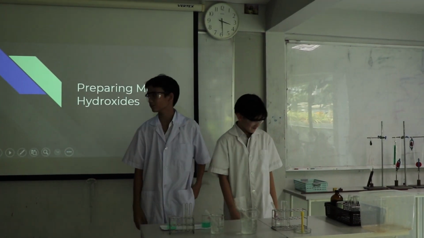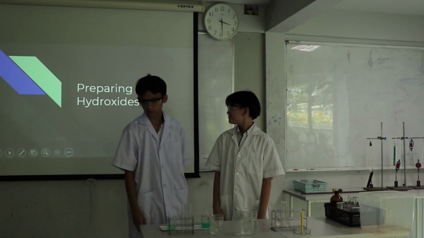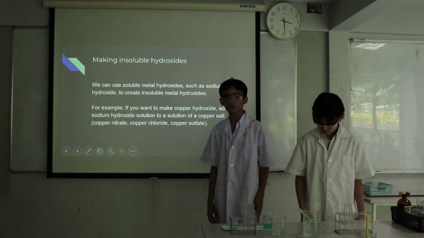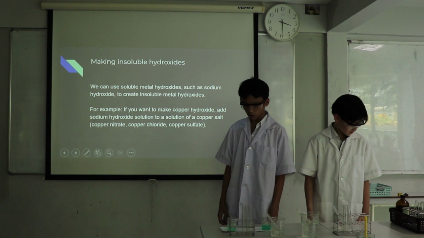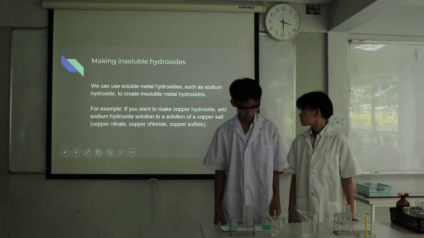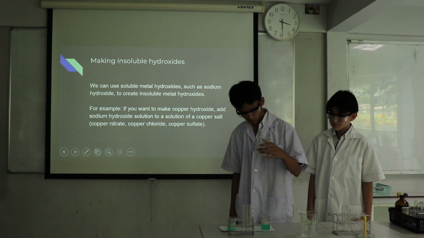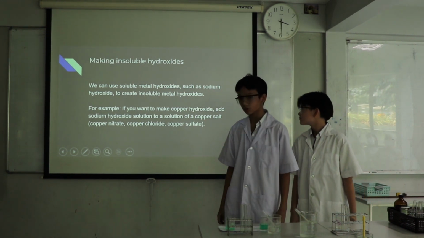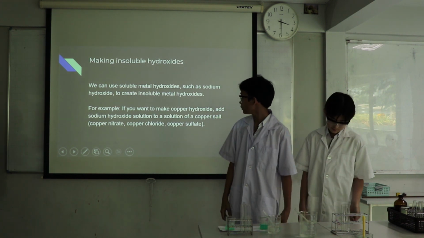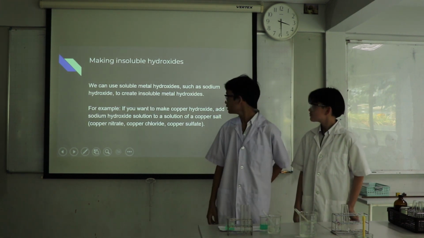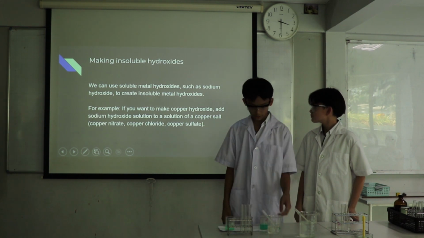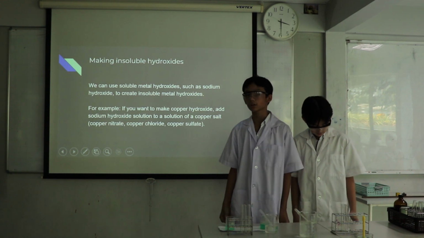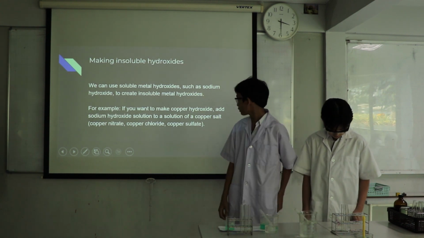Hello, my name is Pun, and I'll be presenting to you metal hydroxide. We're going to be making insoluble hydroxides. You can use soluble metal hydroxides such as sodium hydroxide, which is this, to create insoluble metal hydroxide. For example, if you wanted to make copper hydroxide, you need to add sodium hydroxide to a solution of any type of copper salts, which can be copper nitrate, copper chloride, or copper sulfate.